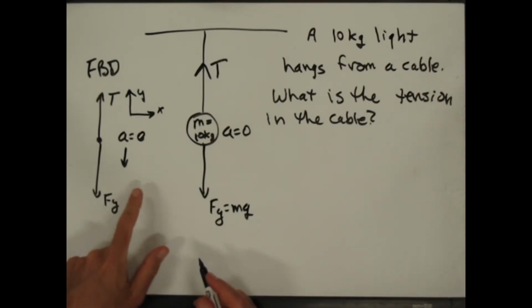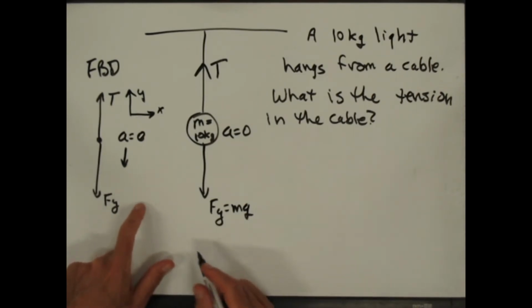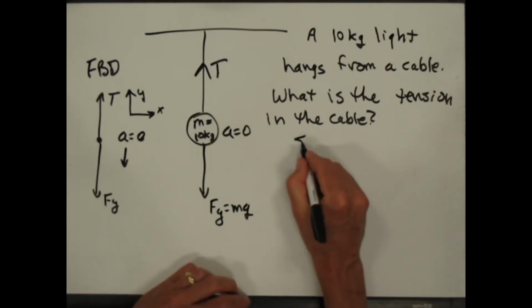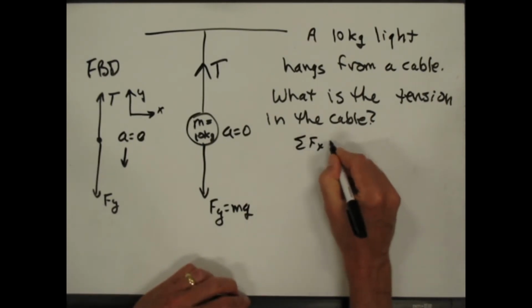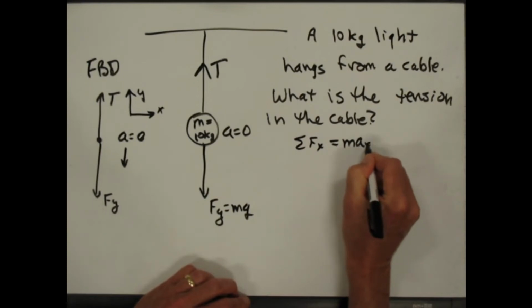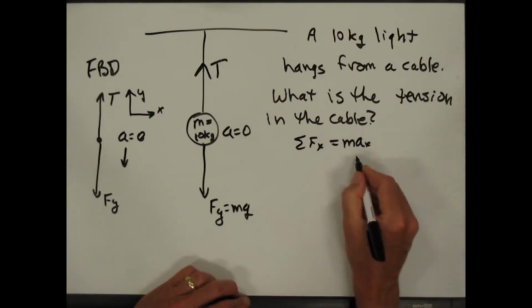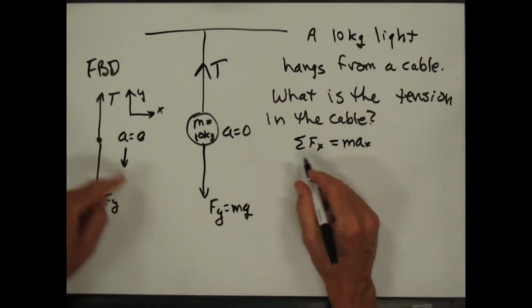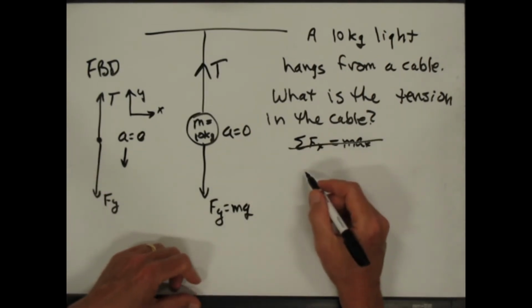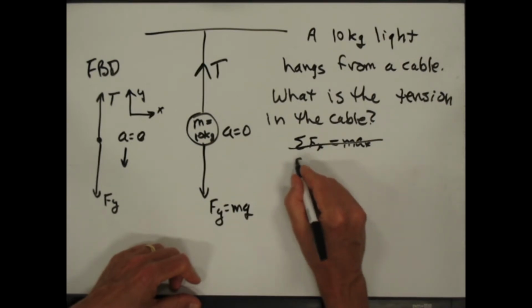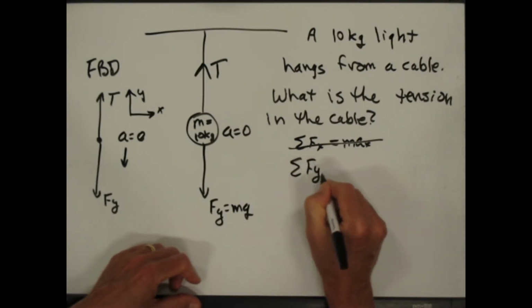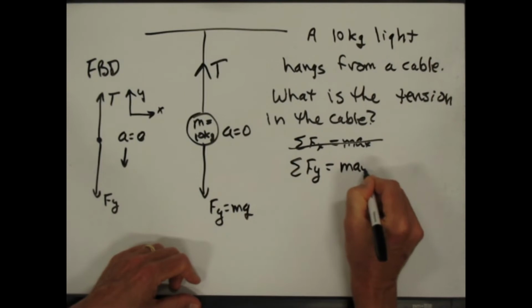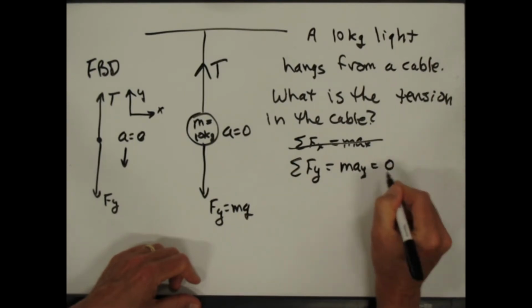Now that I've drawn my free body diagram, I can solve this problem. The sum of the forces in the x direction equals m a sub x. That's applying Newton's second law in the x direction. There is nothing going on in the x direction. All the forces are in the y, and so, just like last time, I can scratch that off. The sum of the forces in the y direction equals m a sub y. But that's just 0, right?